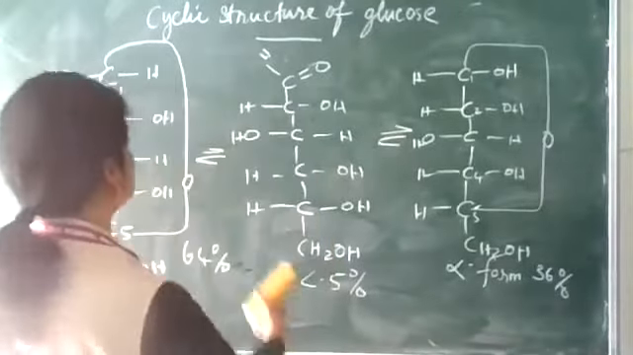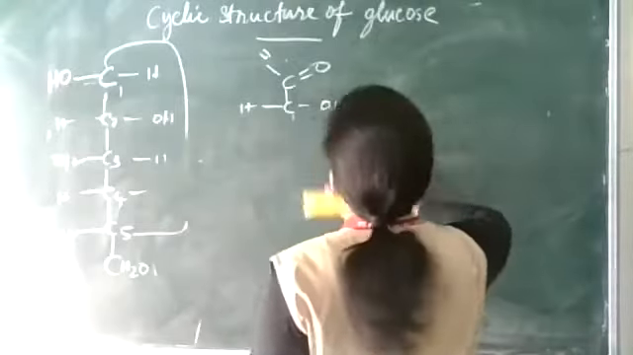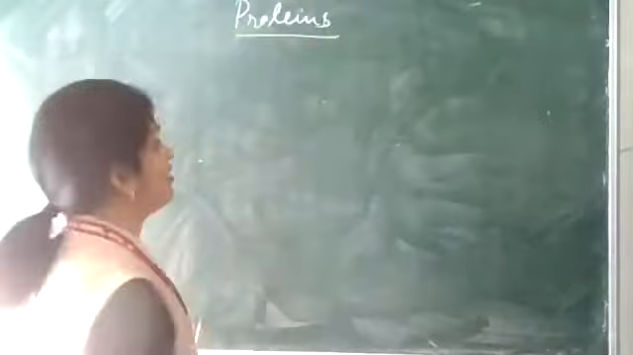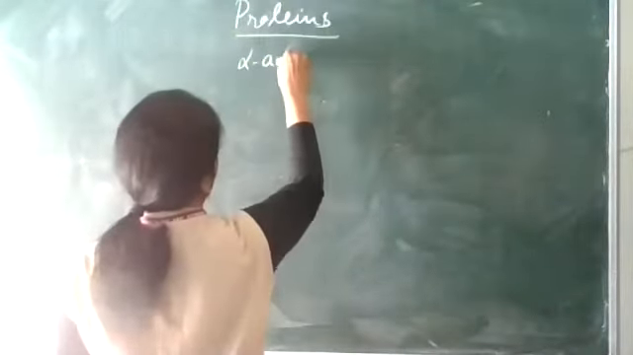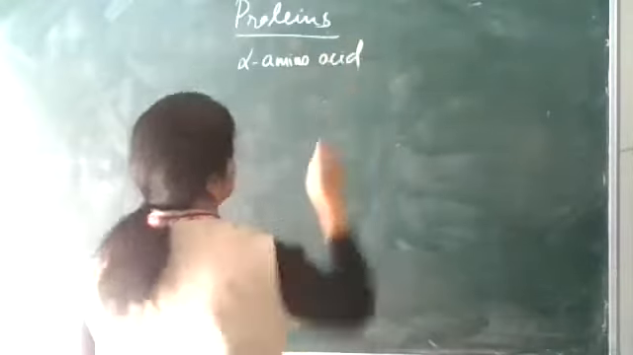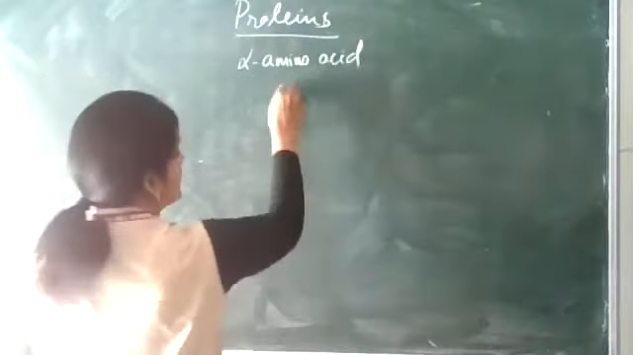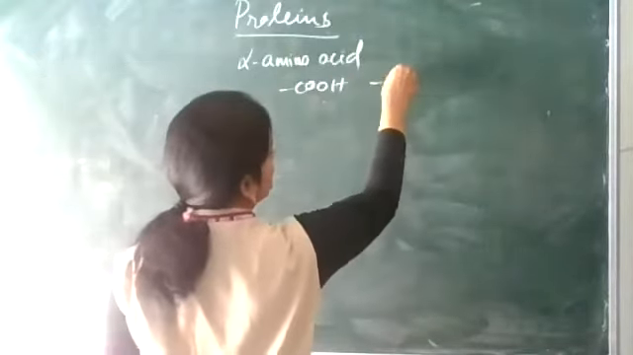Next, we are moving to protein. Next, biomolecule protein. Proteins are the polymers of alpha amino acids. What is meant by an amino acid? An amino group should be there, and an acid group should be there. The acid group is COOH and the amino group is NH2.